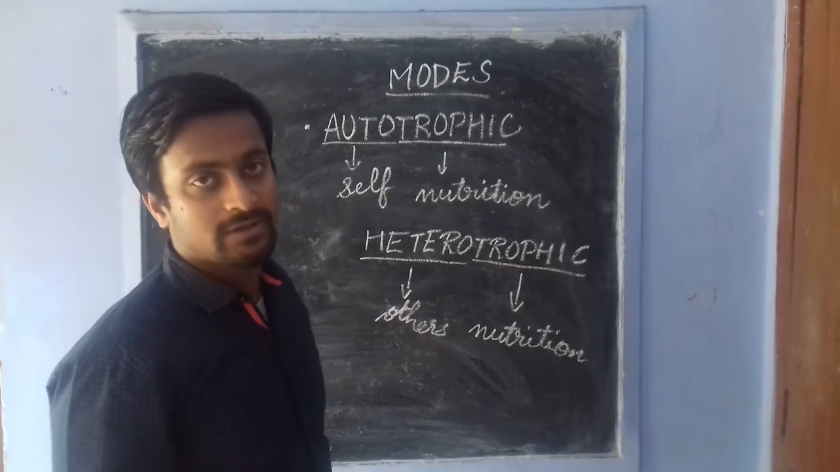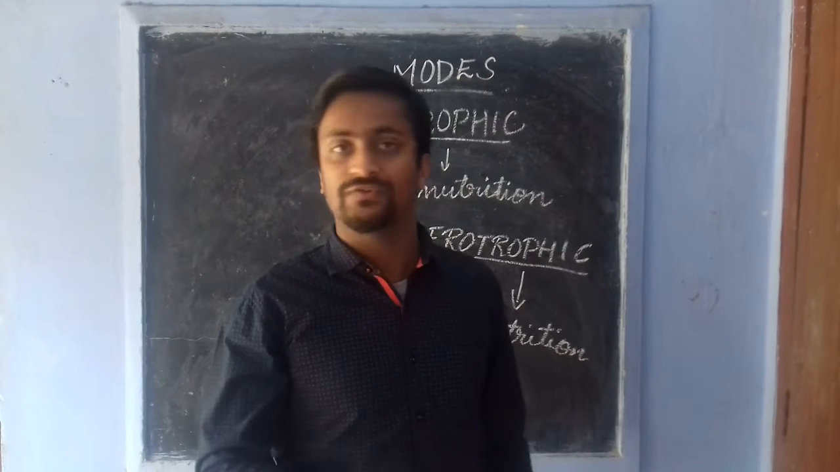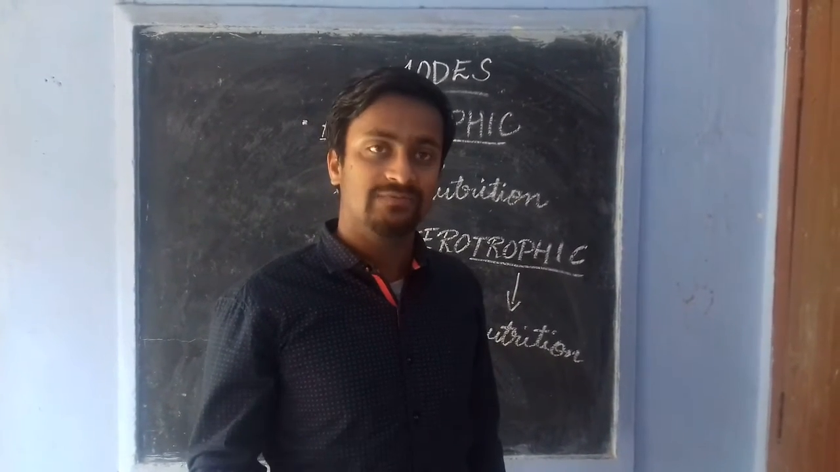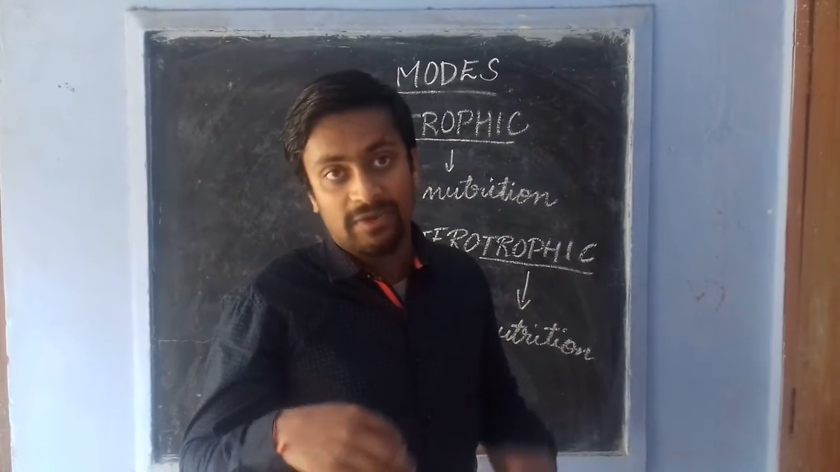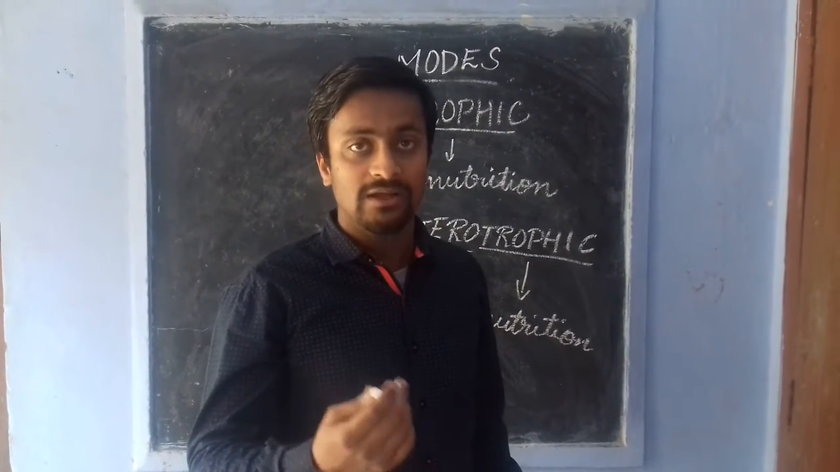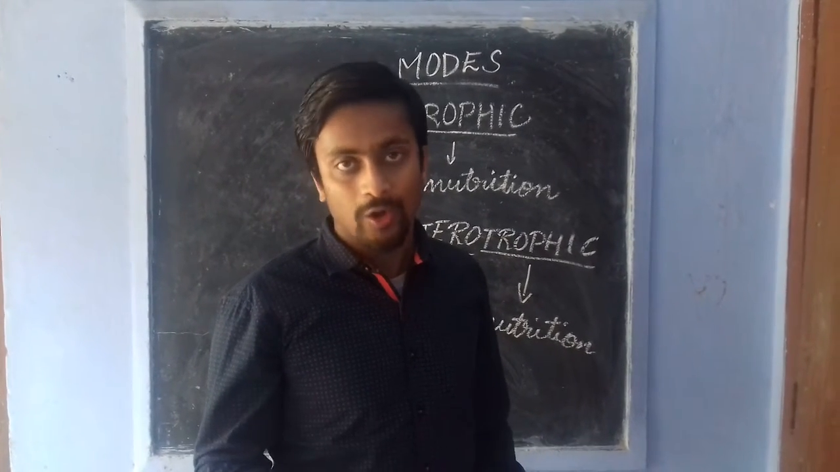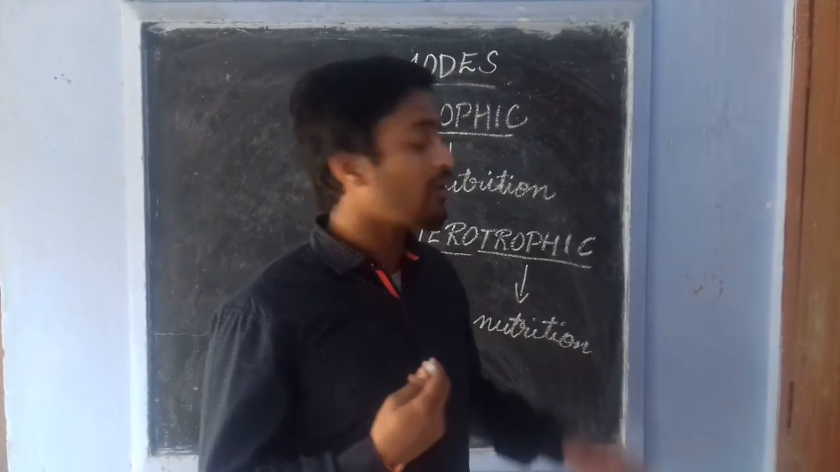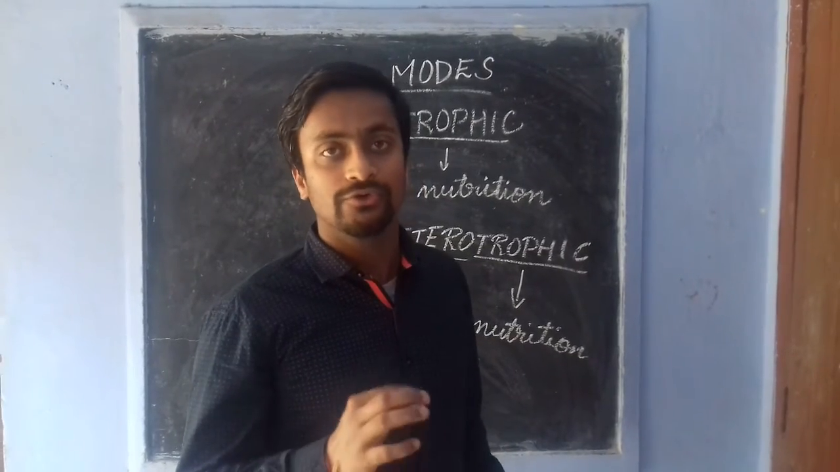For example, all the animals depend on plants for their food, whether directly or indirectly. All the animals are dependent on plants. Directly by eating plants themselves, like cows eat grasses, or depending on their products. For example, we eat pulses, grains, rice, all these are plant products. So we are heterotrophs. All the organisms which have the heterotrophic mode of nutrition are called heterotrophs.